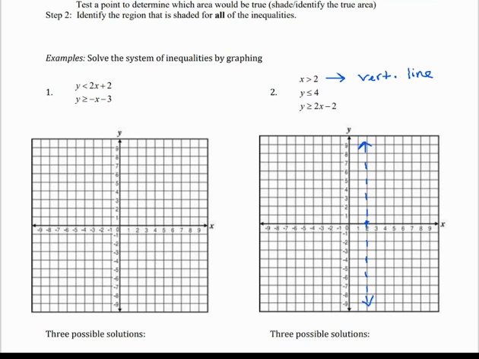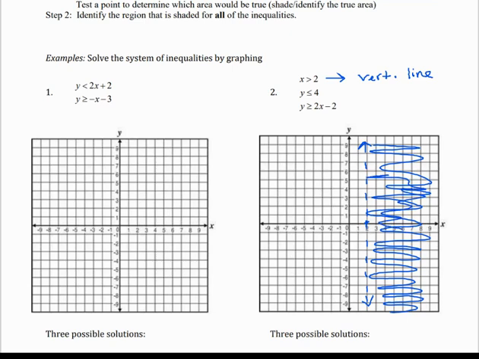Now I need to do shading. So I use a test point. Pick a point that's not on that blue line. Let's pick 0. Is 0 greater than 2? No. So since this is where 0 was, and it's not a true statement, I do not want to shade that side. So what I'm going to do is shade over to the right of that vertical line.